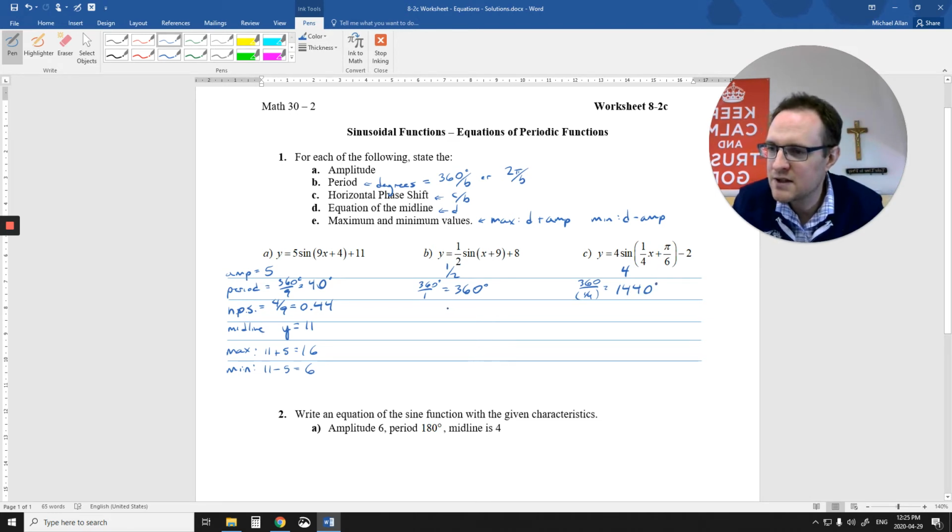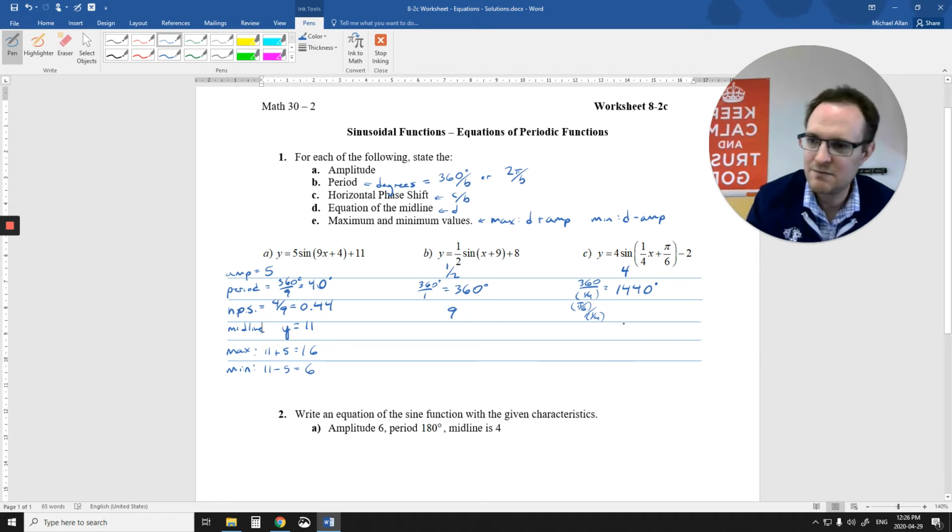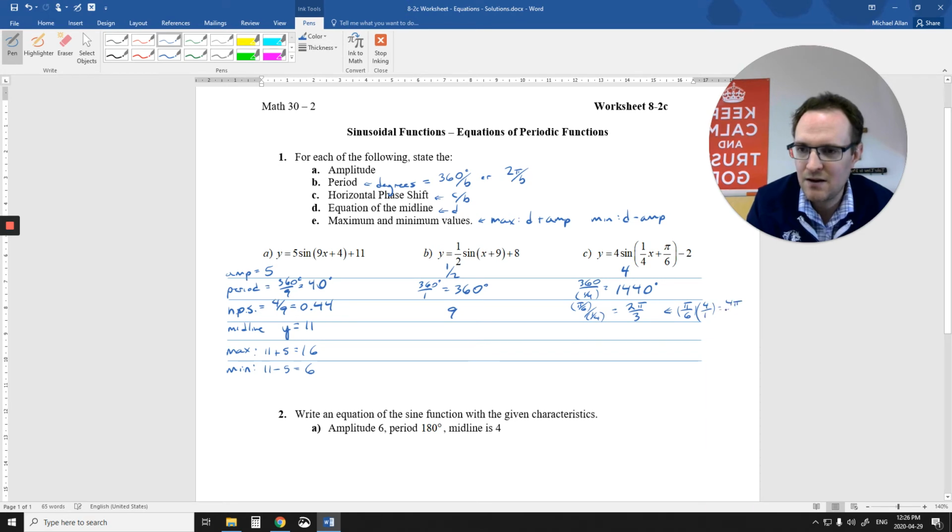My horizontal phase shift for this one, we'll just put 9. This one here is going to be a little bit trickier. It's going to be pi over 6 divided by 1/4. So what is pi over 6 divided by 1/4? It ends up being 2/3 pi. What I did there, I took the pi over 6 and divided it by the reciprocal, which is 4 over 1, which turns to 4 pi over 6, and then I just reduced the 4 and the 6.